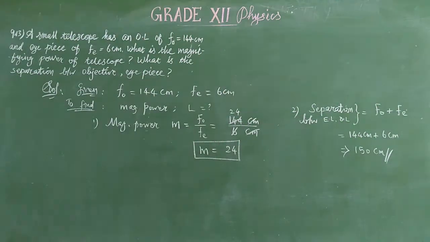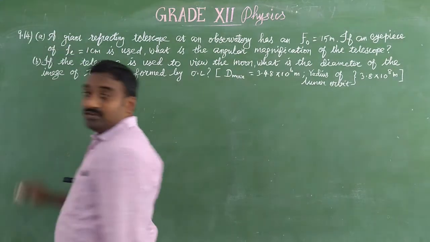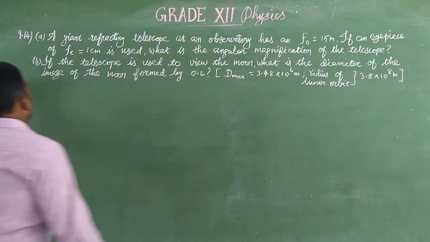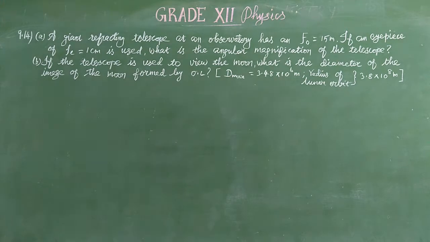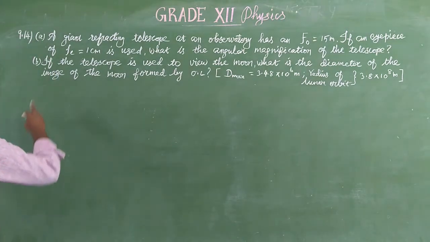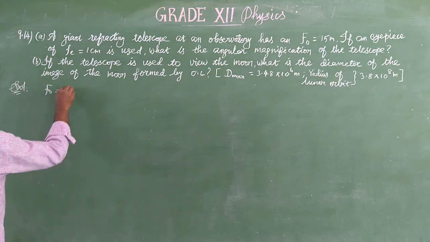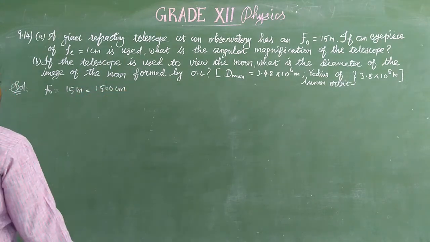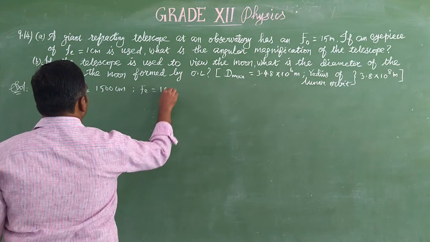Moving to the next question, it's the 14th question. This question has two divisions, so we are going to solve it very carefully. Look at the first one. Question number 14. A giant refracting telescope at an observatory has a focal length of 15 meters. So the focal length of the objective lens is 15 meters. Converted into centimeter, it is 1500 centimeters. And an eyepiece, that has a short focal length, we know already. So the focal length of the eyepiece is 1 centimeter.